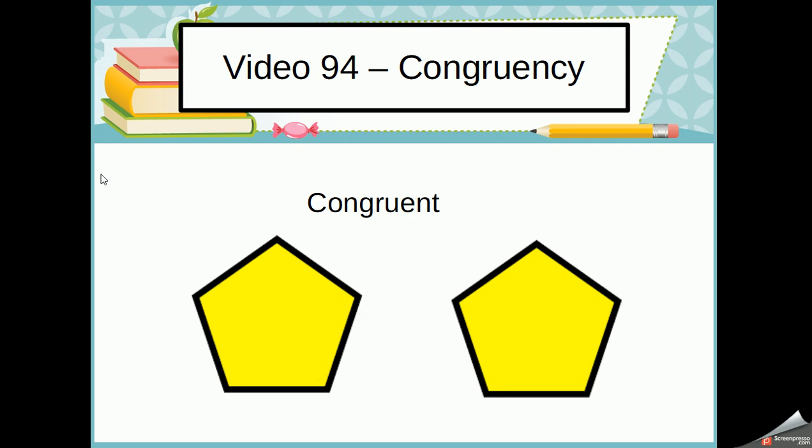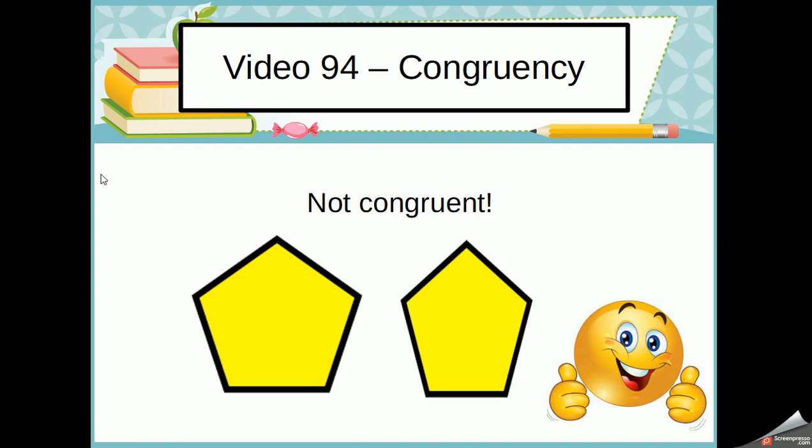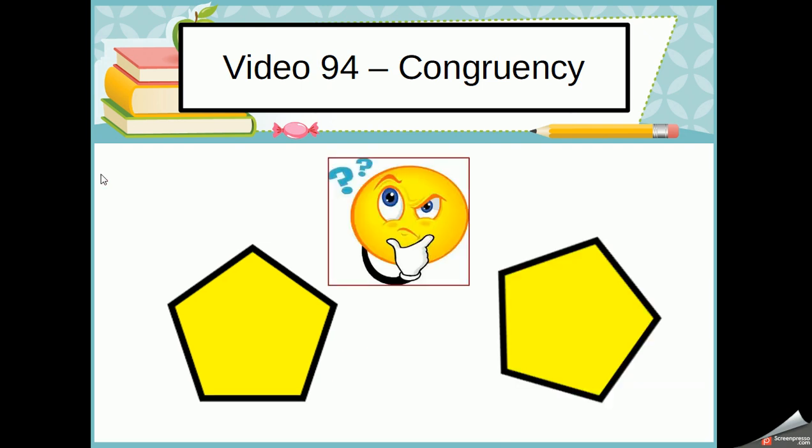So these two then are congruent because they are the same. The angles are all the same, the size is the same, the shape is the same. And these two aren't congruent because the angles are slightly different in the one on the right. They're the same color, they're around about the same size, but they're not the same shape because the angles are different. Very simple.